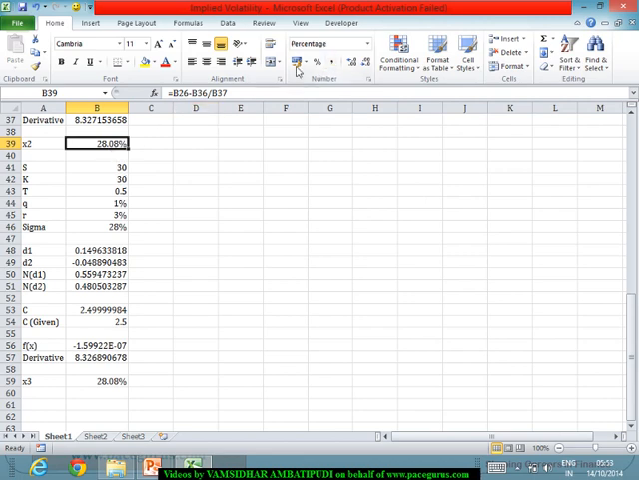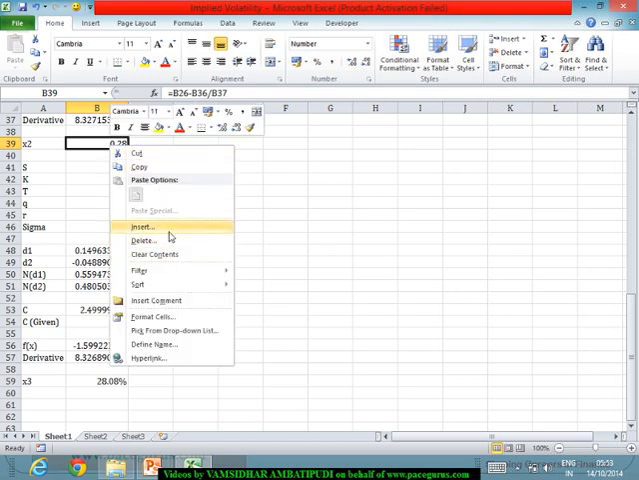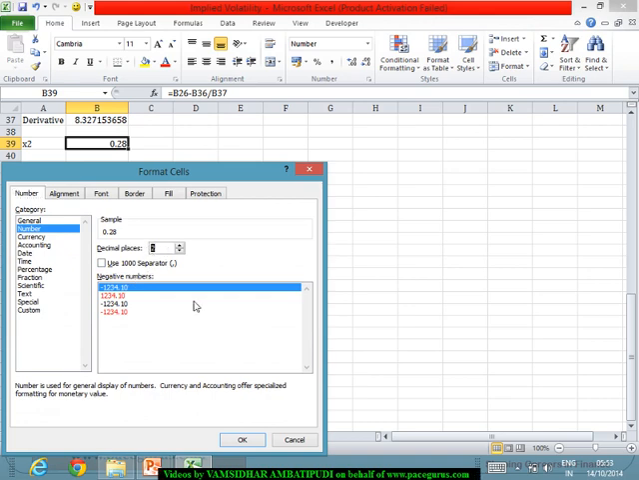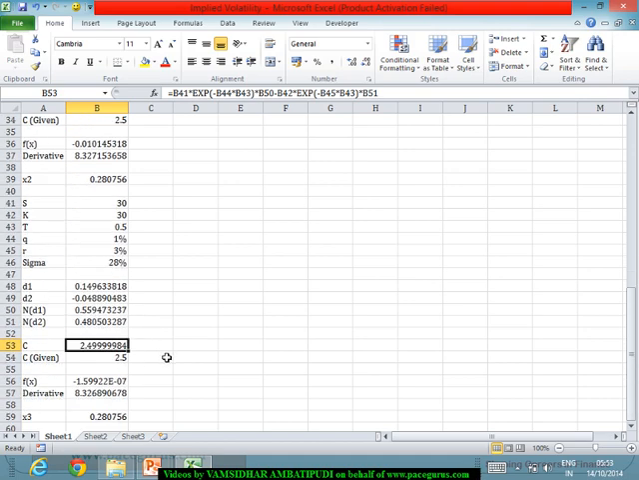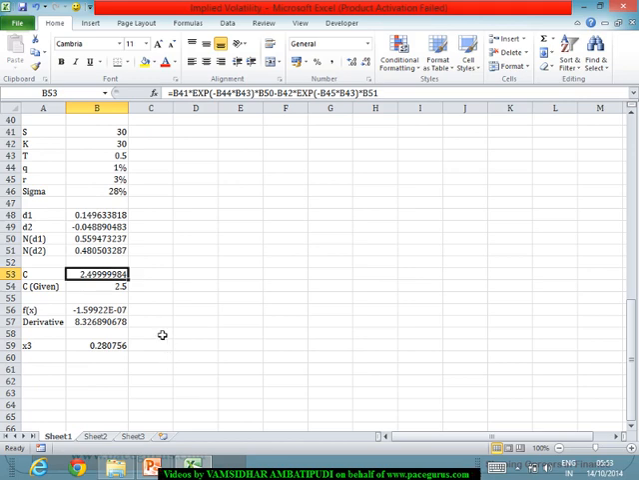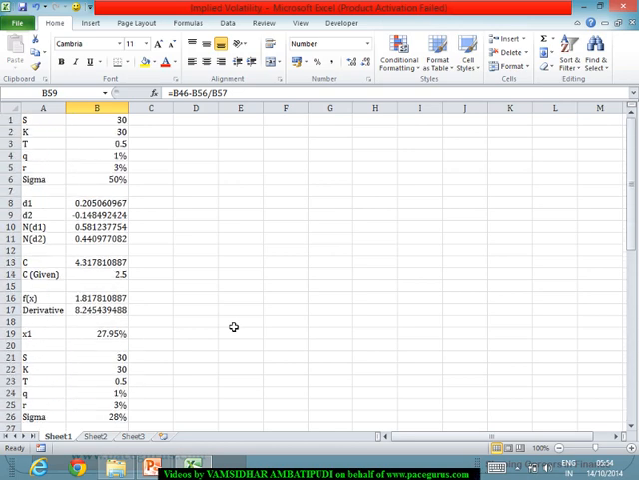Probably I can take it to six decimal digit accuracy. So let me convert it into a six decimal digit number. I will look until I get a proper six digit 280756. So I got six decimal digit accuracy in this case, and what I am also seeing is the price of the call option is working out to 2.4999, which is very close to 2.5. So within three iterations, I am able to solve this numerical, and finally my volatility has worked out to 28.0756%.